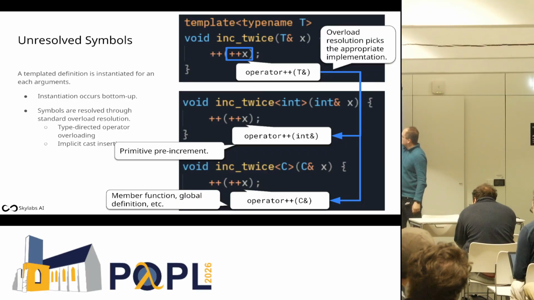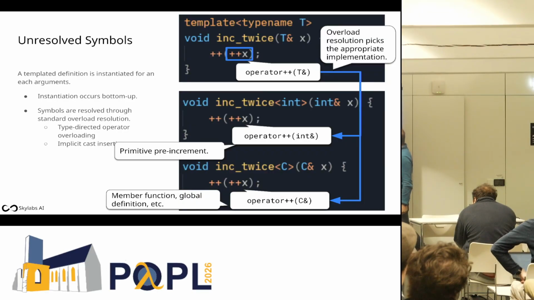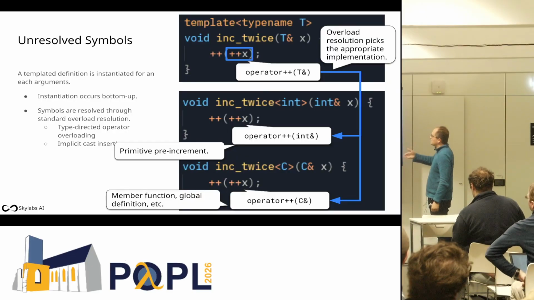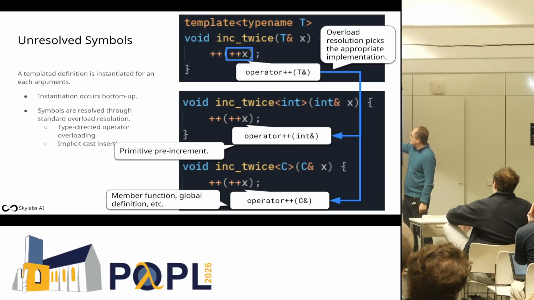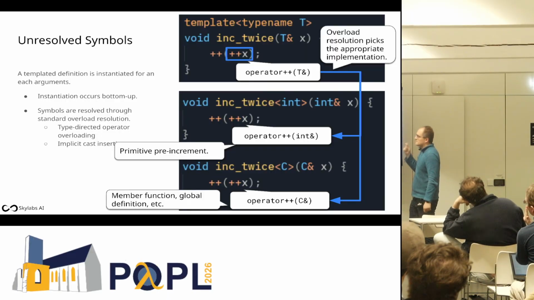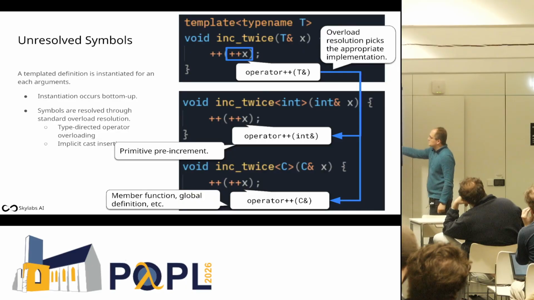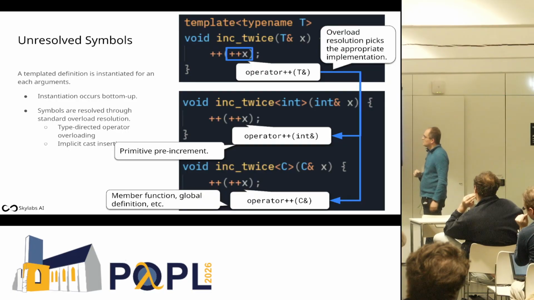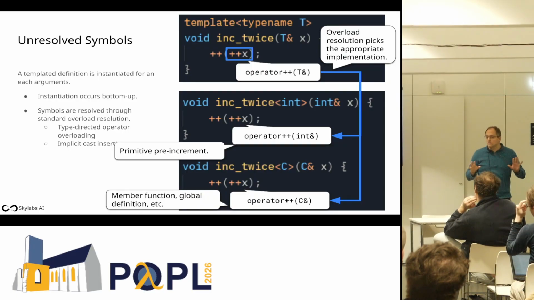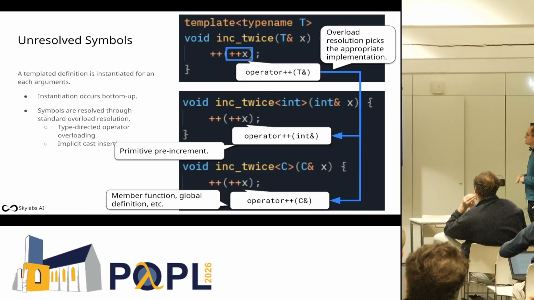it will figure out the type of x, and elaboration or instantiation goes bottom up. Type checking goes bottom up. So it says, okay, I've got operator plus plus applied to int ampersand. What does this do? Well, in C++, that's implemented by primitive pre-increment. It's a primitive of the language. For the class C, this is an overloaded member function, so we'll call that. But this is just the regular overload resolution. There's nothing template specific inside of here.